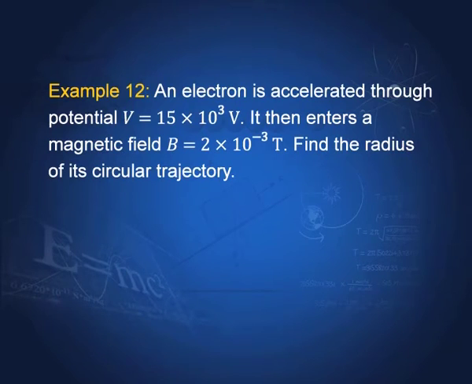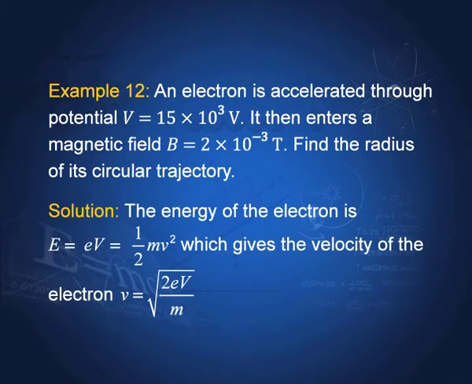Now, an electron is accelerated through a potential V equal to 15 into 10 to the power 3 V. It then enters a magnetic field B equal to 2 into 10 to the power minus 3 T. Find the radius of its circular trajectory. This is again simple.